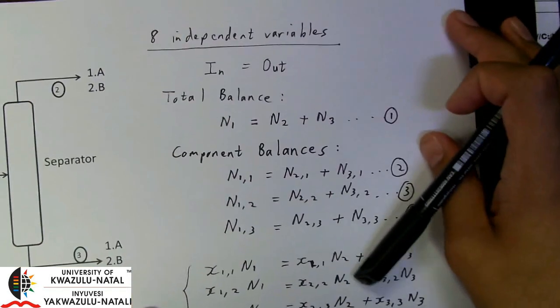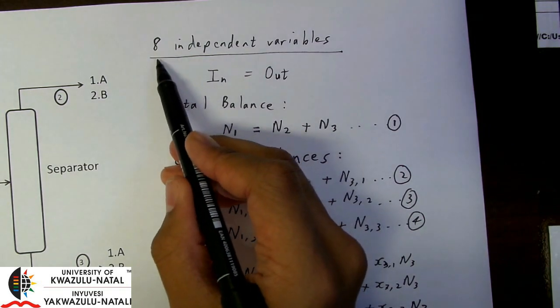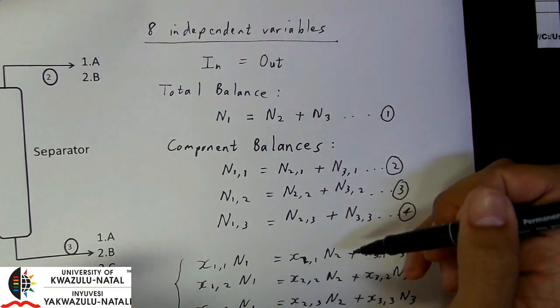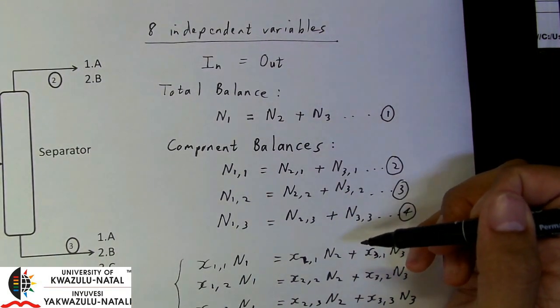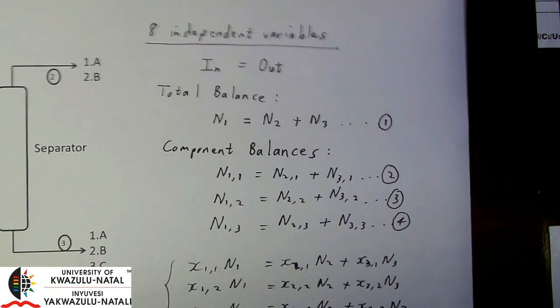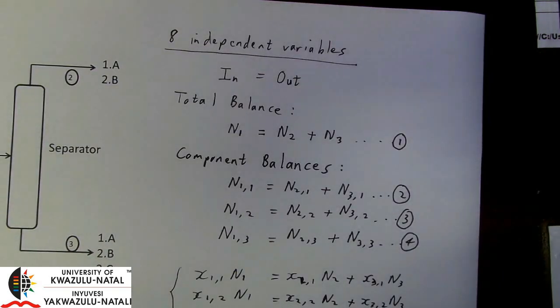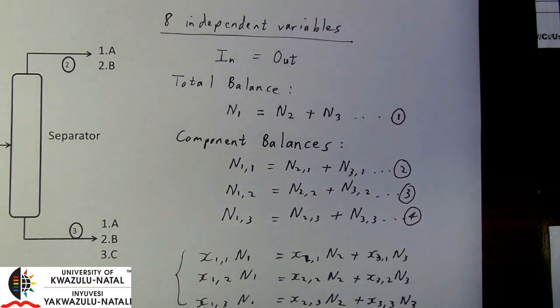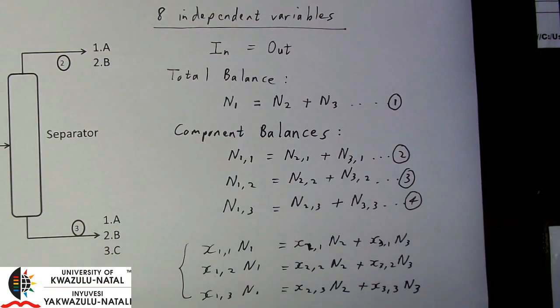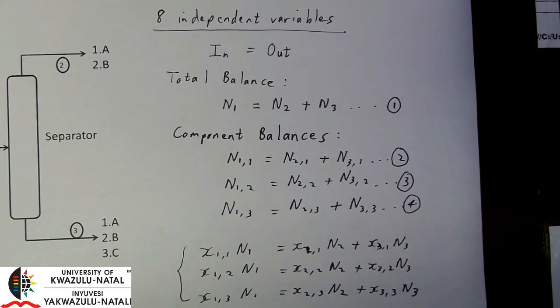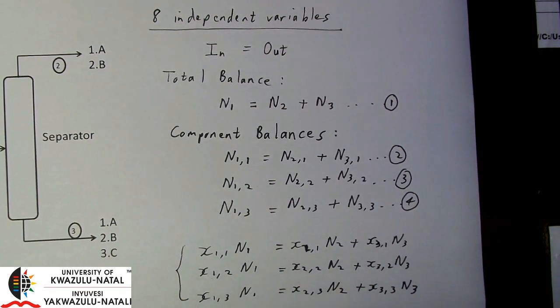Okay, so from this example, we've noted that there are 8 independent variables and three independent balances. And the reason why we are talking about independent variables and independent balance equations is because we would like to know the minimum amount of information required in order to calculate everything else. In other words, every flow of each component in every stream. And this preliminary analysis is known as degree of freedom analysis. Okay, and we'll look at this in greater detail with an example.